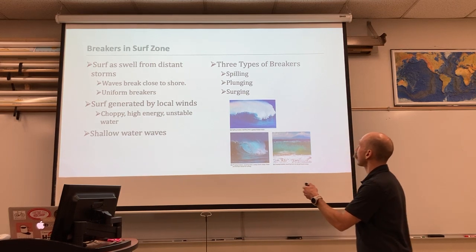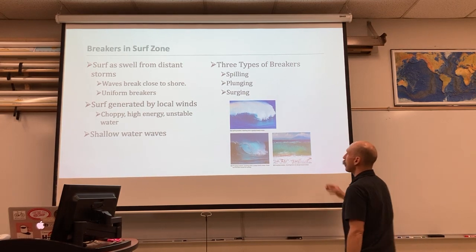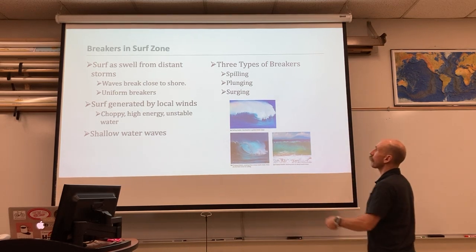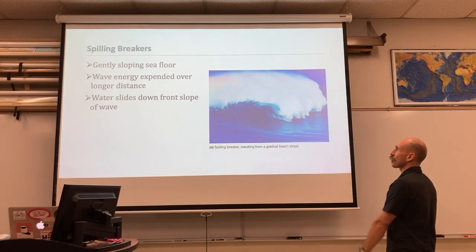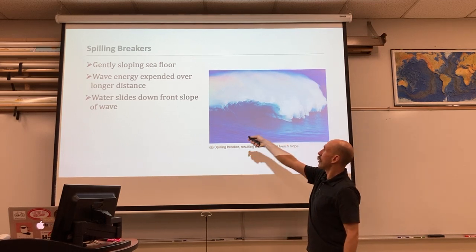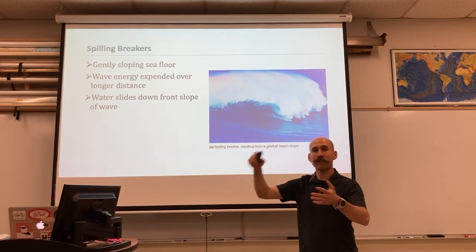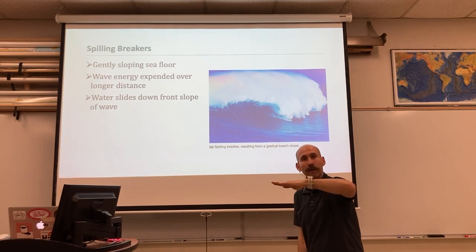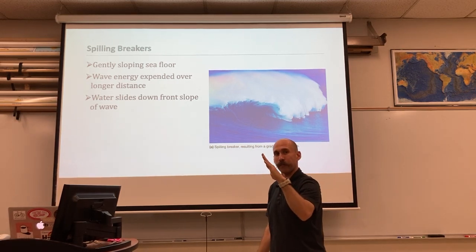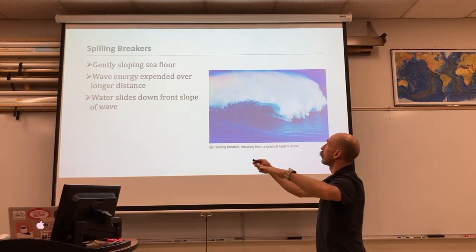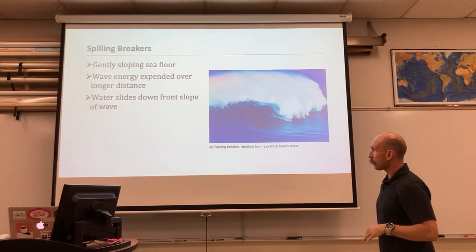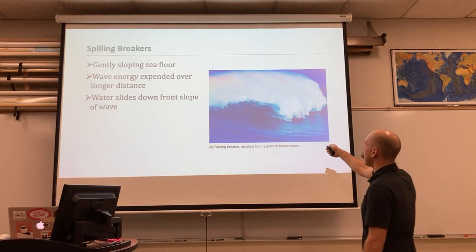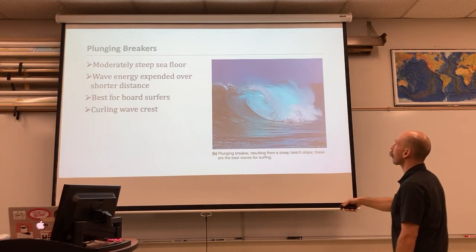This breaker in the surf zone is exactly what surfers ride on their surfboards. And there's 3 different types: spilling, plunging, and surging. These 3 different types are going to be based on the shape of the ocean floor right when the wave is breaking. Very gentle creates spilling breakers. The wave energy expends over a greater distance. The water slides down the front slope of the wave.